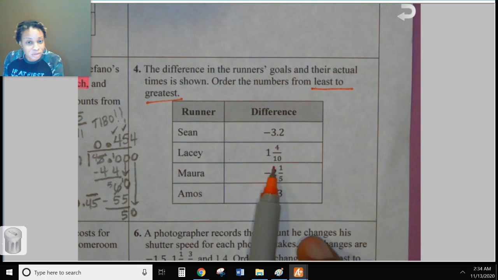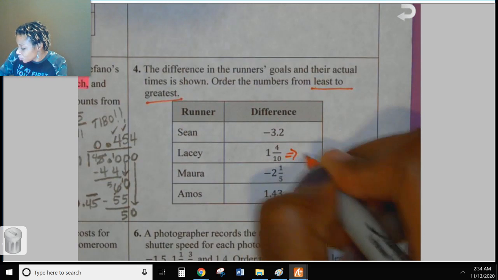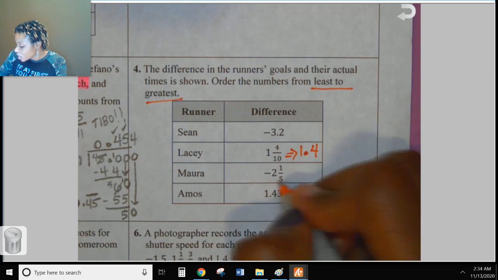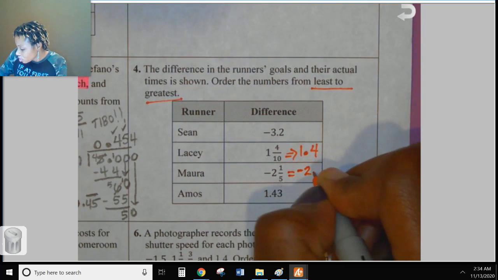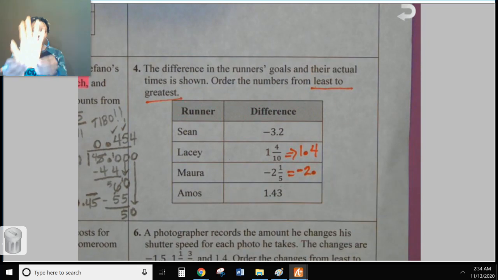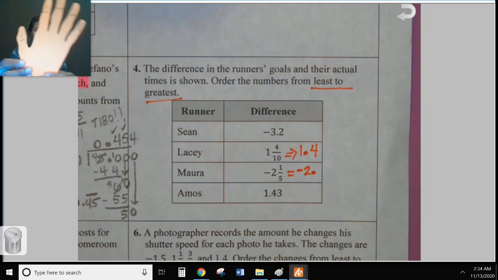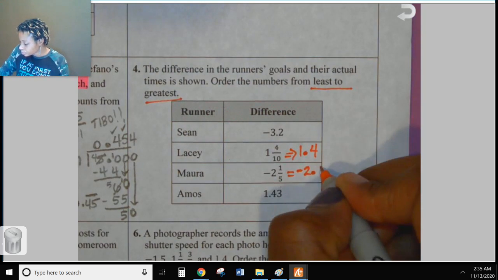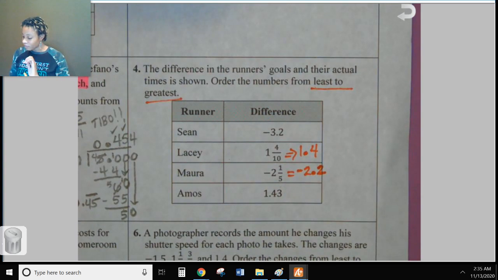So I'm going to go right here, 1 4/10. I can easily make that 1.4, putting the 4 in the tenths place, and I'm done. Here we have -2 1/5. If you don't remember, grab your hand, look in your interactive notebook. So 1/5 is 20 hundredths or 2/10. So I got that there.